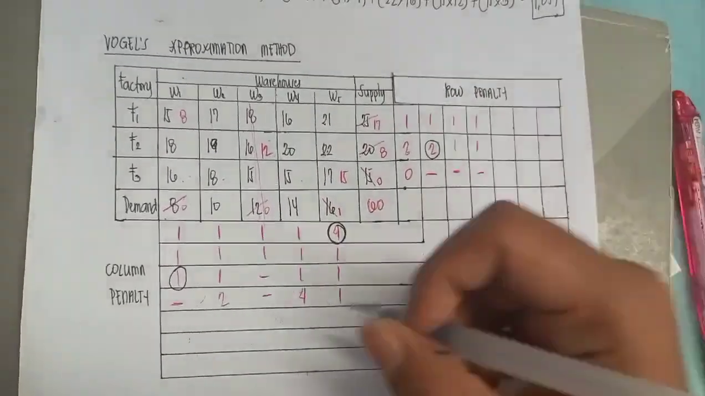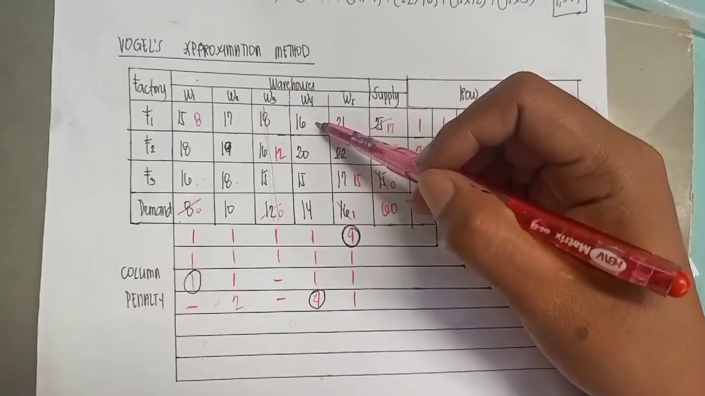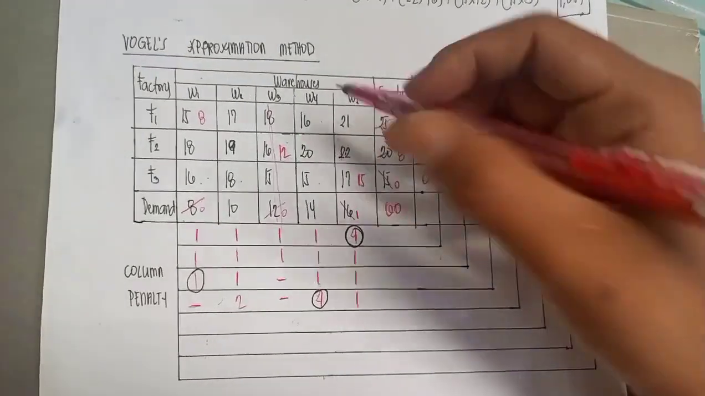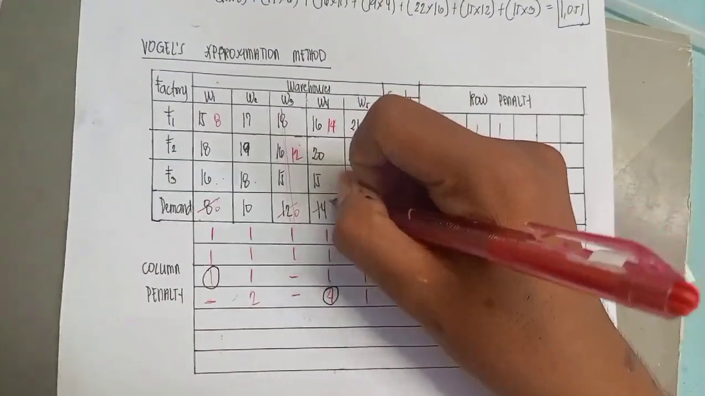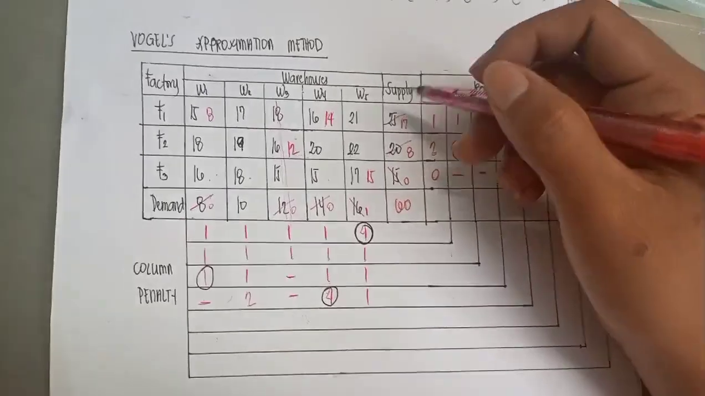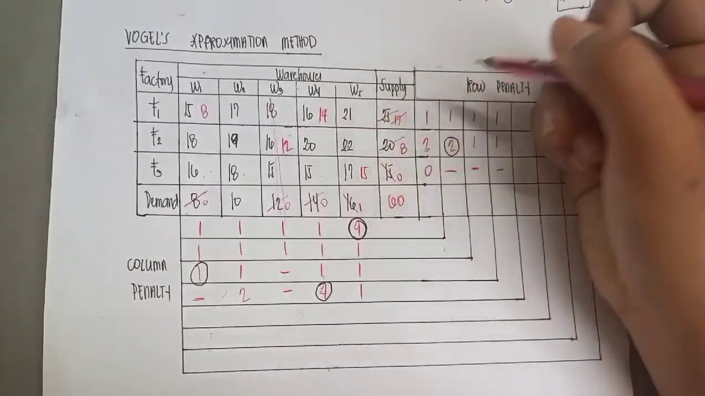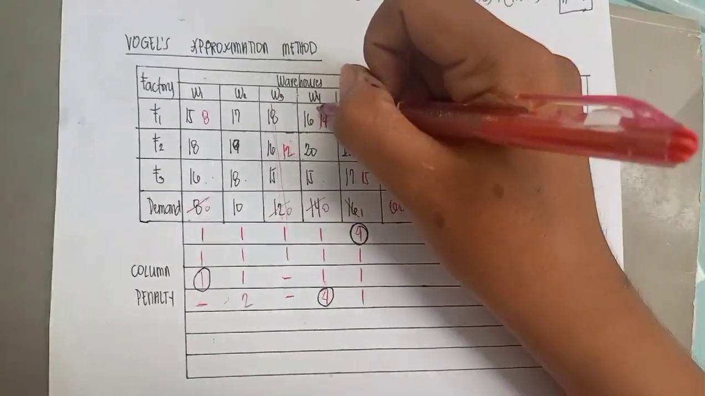So the least cell here is 16. So we will allocate the 14 to its demand. So this is fulfilled, and in the supply, we will reduce the 17 by 14. So we're left with 3. So we will strike out this column.